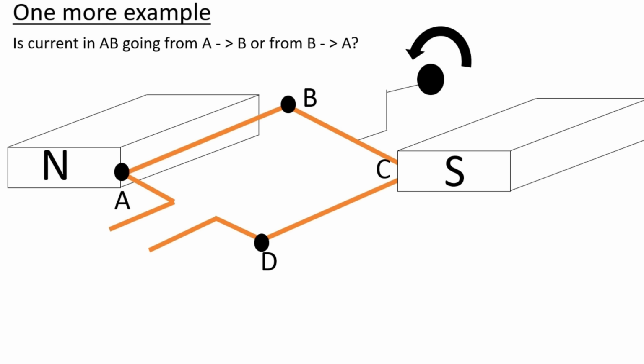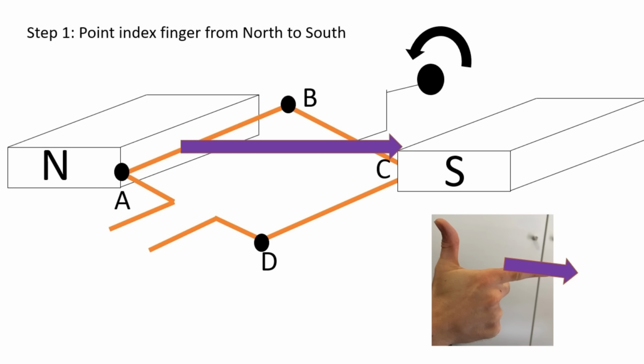Okay, so here's one more example. Now I've changed things up a bit, so be careful. I've put the north over here now, and I've put the south over here. So remember, your index finger points from north to south. So it points in that direction, from north to south. So you should have your right hand in front of you going from north to south.